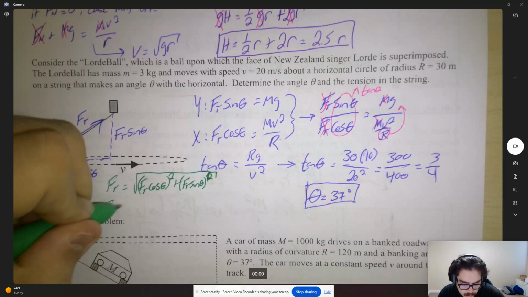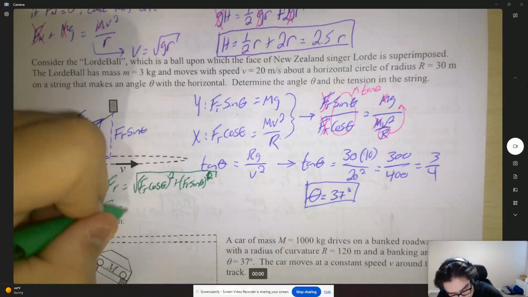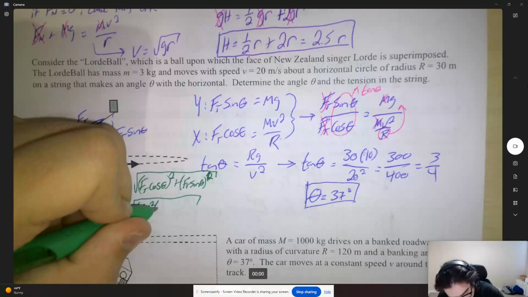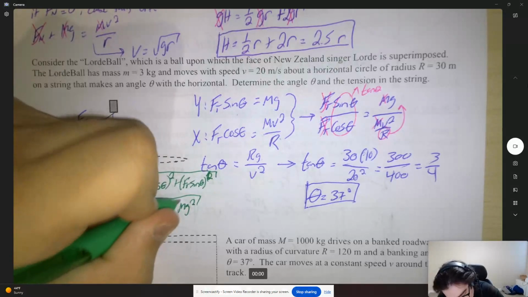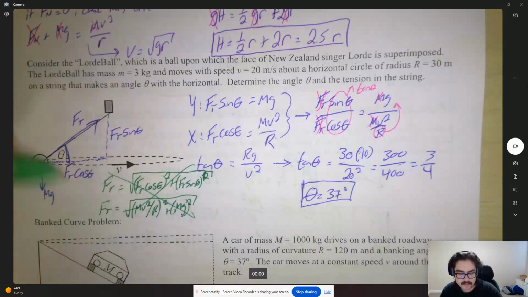But you were like, oh, but Mr. Mitchell, I don't know what Ft is, so I can't actually solve it. Well, you know what they're equivalent to. So you could do mv squared over r, squared, plus mg, squared. And maybe that's faster for you. Great. But this is, in my opinion, not the best way to do it.